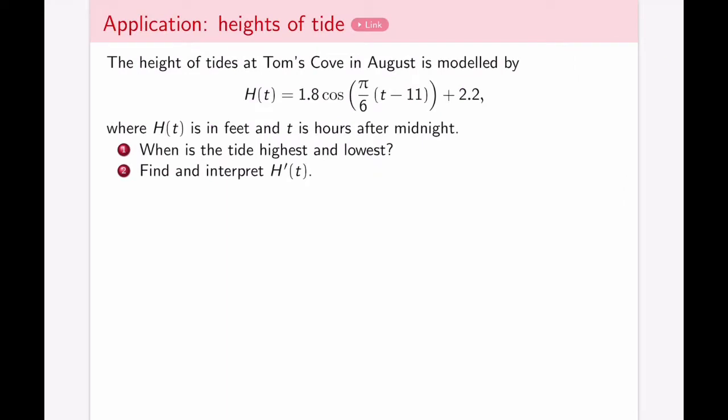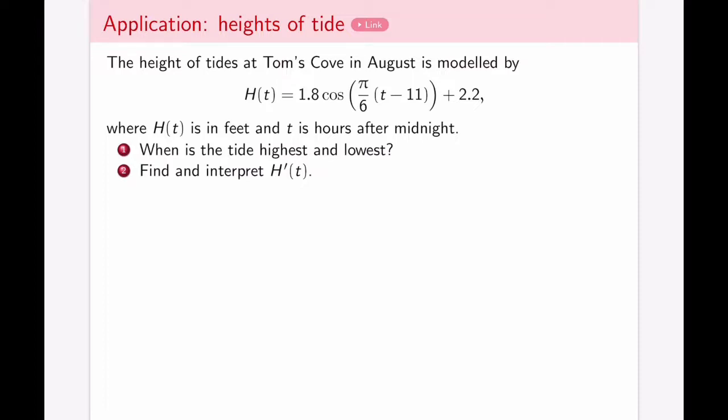Let's take a look at an application. I've already mentioned last time that a lot of natural processes are cyclic, for example, on 24-hour period or the lunar cycle or the annual cycle. One of the easiest ones to track are heights of tides, and in fact, many places do track that because it's important for a variety of reasons.